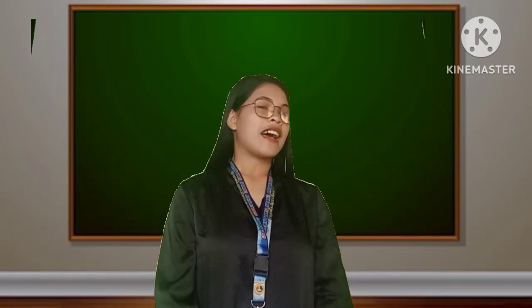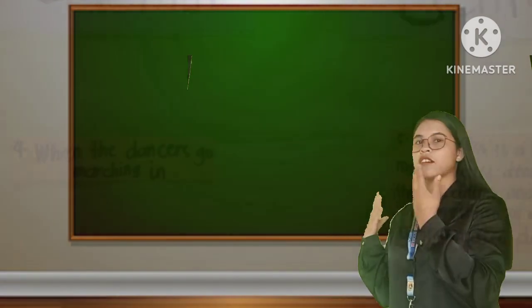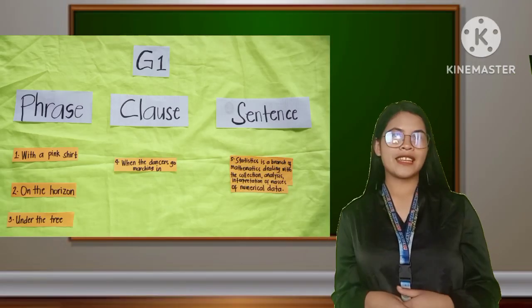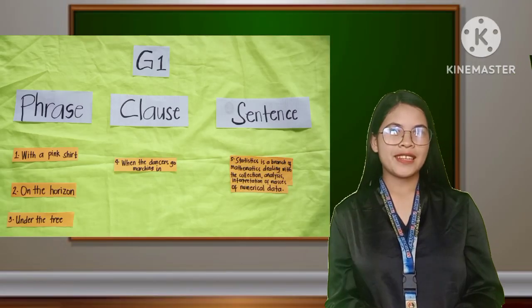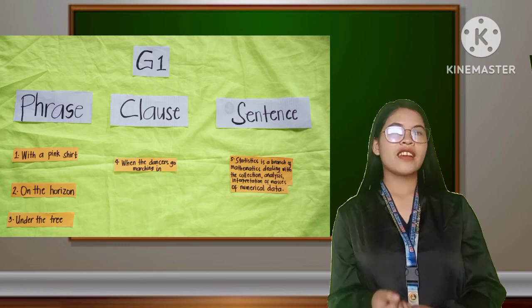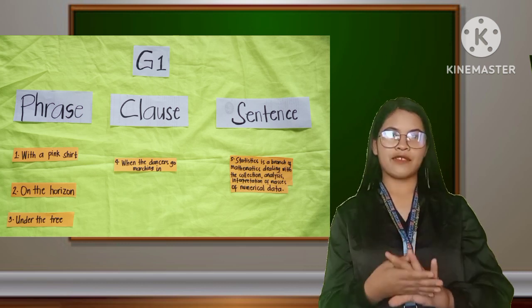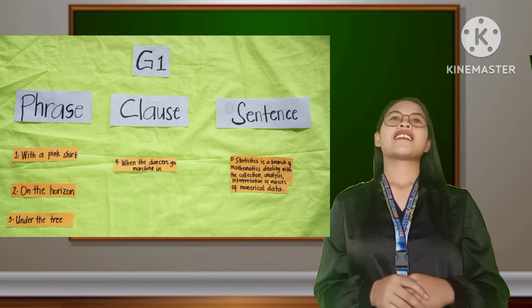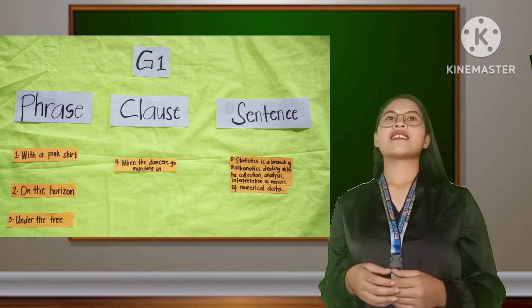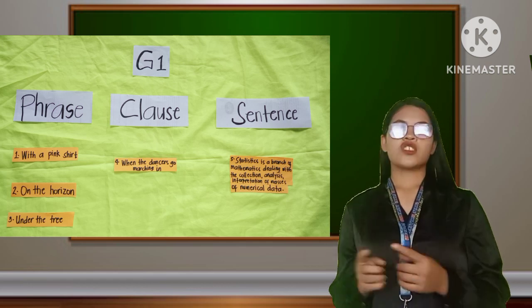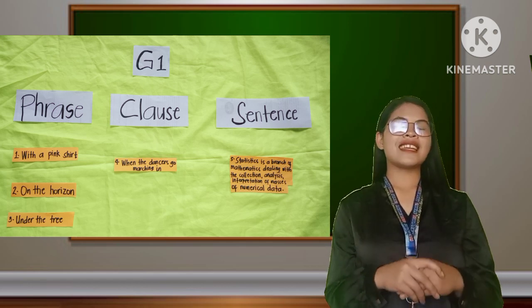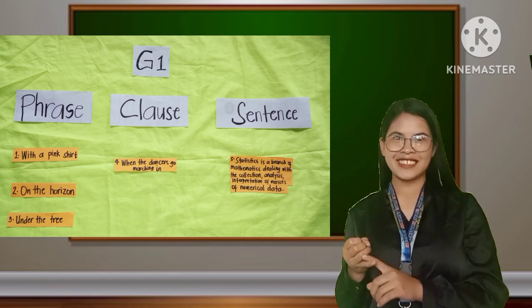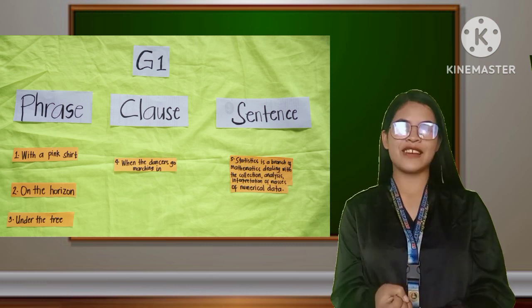Now time is up. Let's check your answers. As we can see, the work of group 1 is already pasted on the board. There are only 5, so let's check if you got 5 points. The first one is "with a pink shirt." You said it's a phrase, and it's correct. Guys, it's actually a phrase.